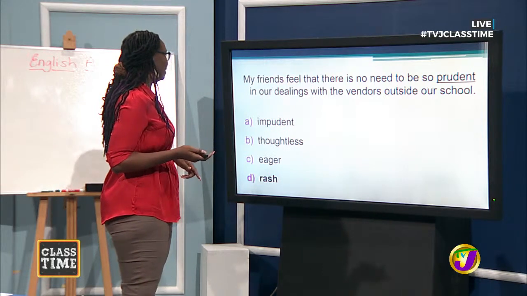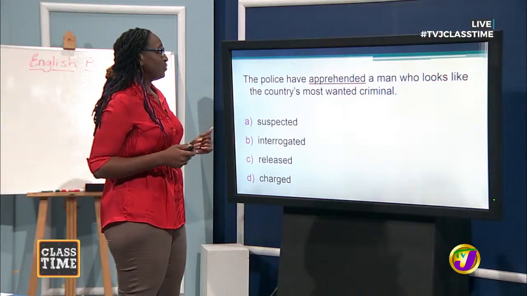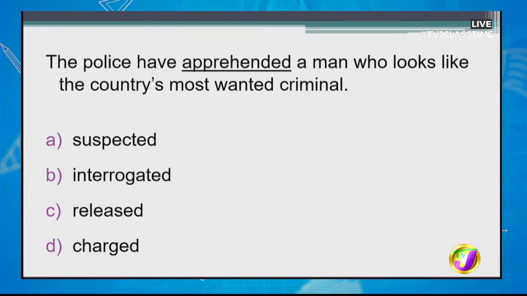All right, so let's look at the next sentence. The police have apprehended a man who looks like the country's most wanted criminal. We've heard the word apprehended quite a number of times, so we should know what it means. But you can still use the context. Apprehended a man. So what did they do? They caught him. So what's the opposite of that?